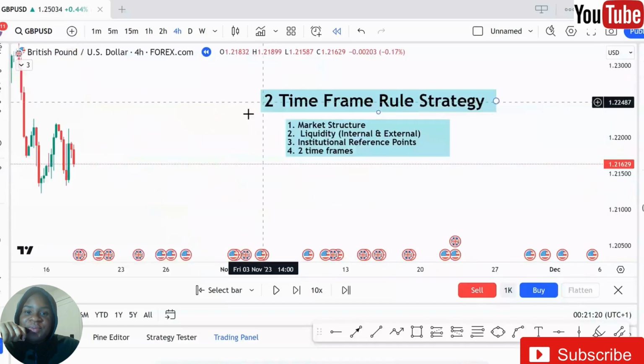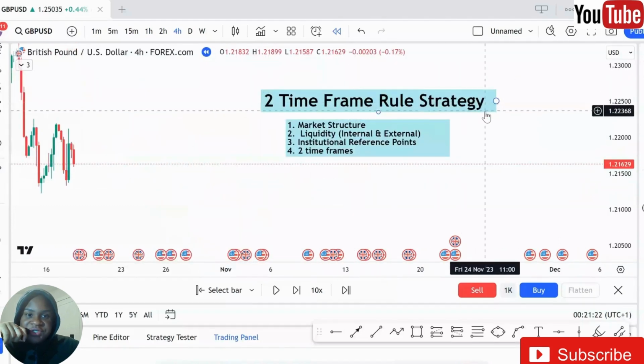Today's topic is the two time frame rule strategy.